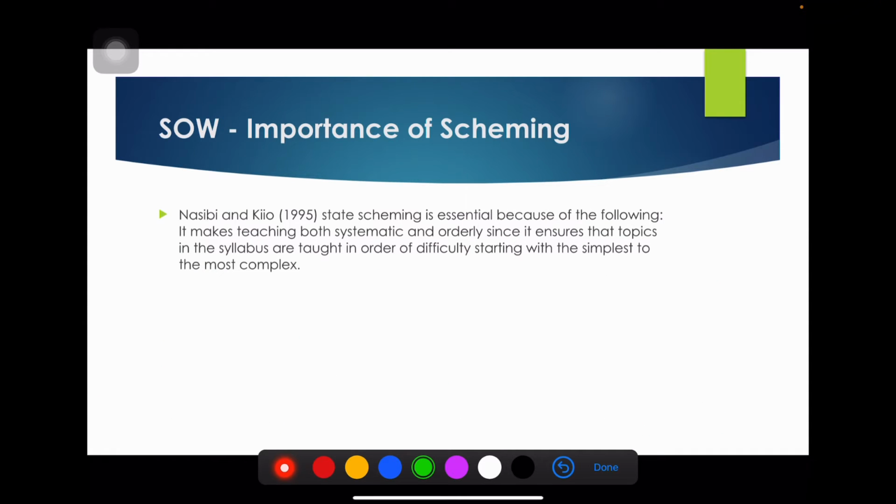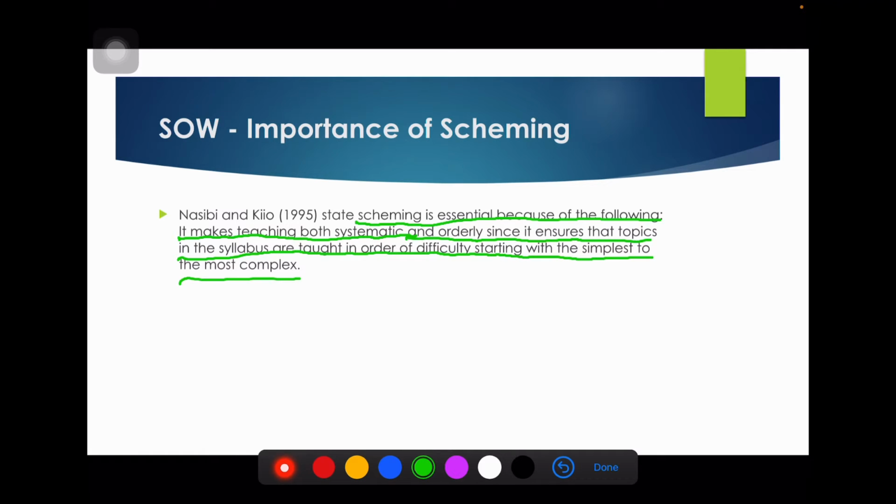Okay, what's the importance of scheming? Now, according to Nasibi and Kiyoy in 1995, they state that scheming is essential because of the following. It makes teaching both systematic and orderly, since it ensures that topics in the syllabus are taught in order of difficulty, starting with the simplest to the most complex.